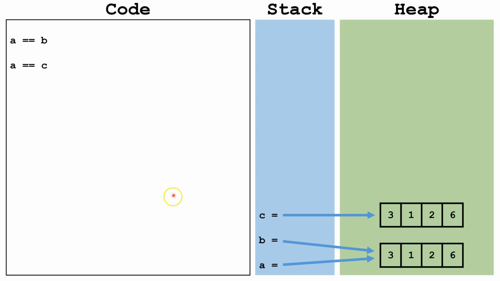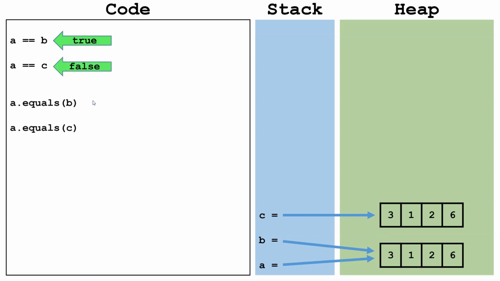Now let's look at some Boolean expressions. We see A double equals B. Now arrays are objects, so this is going to check, are they pointing at the same object? A and B are pointing at the same object, so this will evaluate to true. Now we're saying A double equals C. A and C are pointing at identical objects, but they're not in the same memory location, so it's going to evaluate to false.